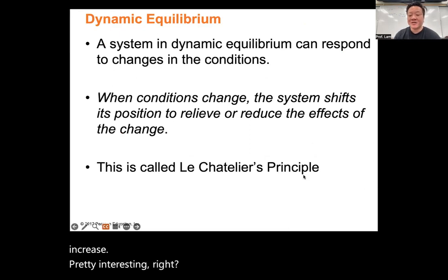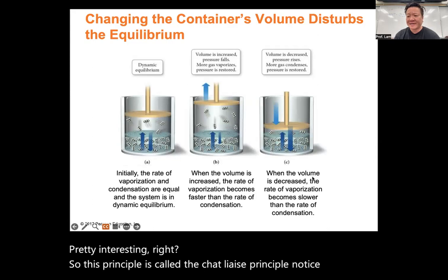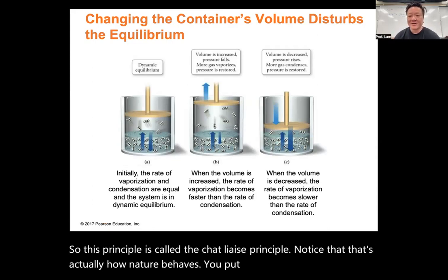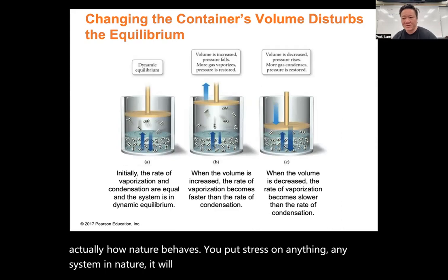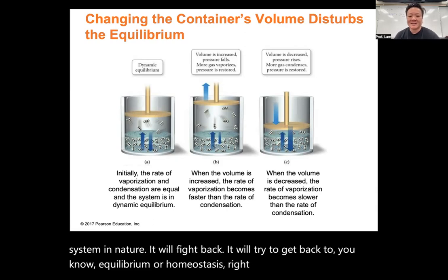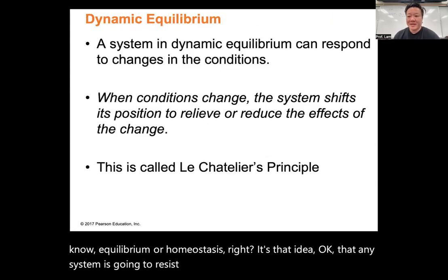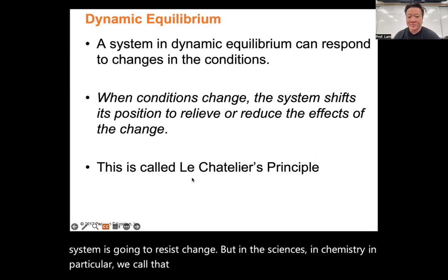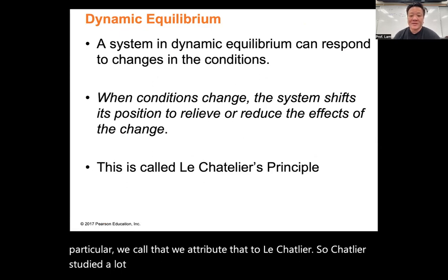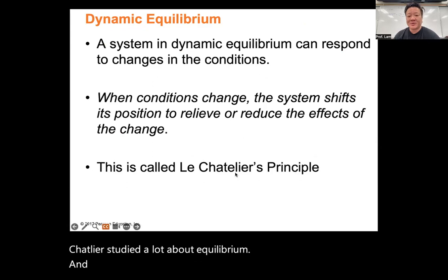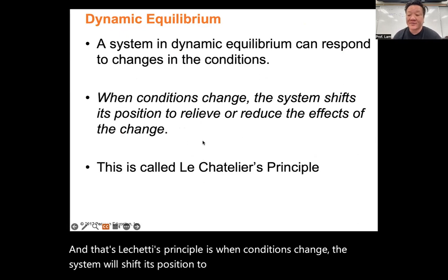So this principle is called Le Chatelier's principle. Notice that that's actually how nature behaves. You put stress on any system in nature, it will fight back. It will try to get back to equilibrium or homeostasis, right? It's that idea that any system is going to resist change. But in the sciences, in chemistry in particular, we attribute that to Le Chatelier. Le Chatelier studied a lot about equilibrium, and Le Chatelier's principle is: when conditions change, the system will shift its position to relieve or reduce the effects of that change.